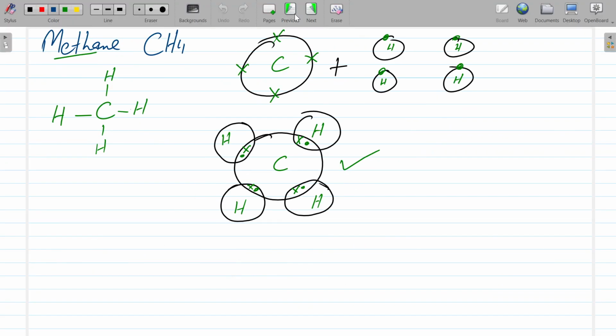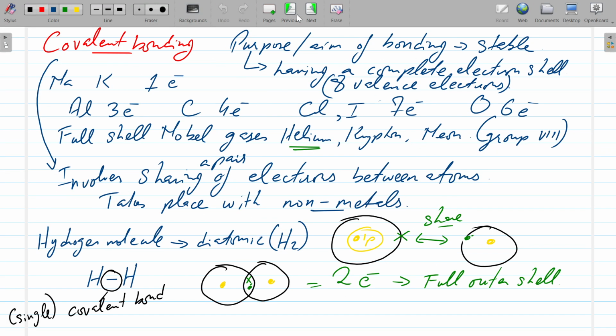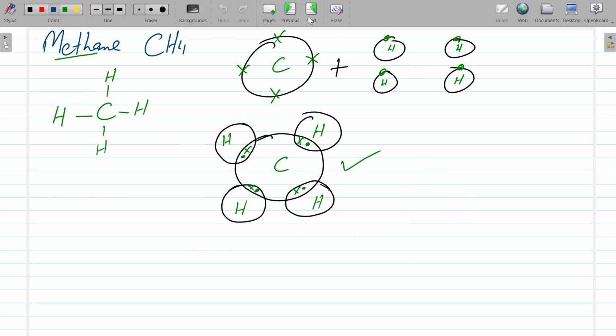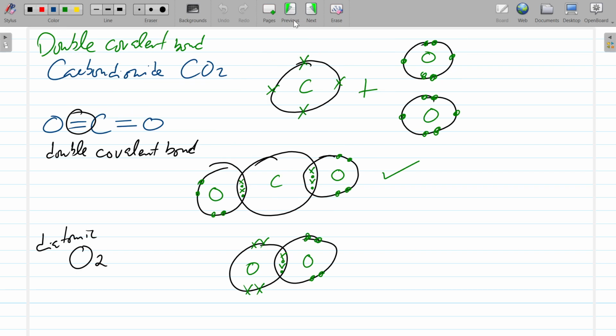In the last class we talked about covalent bonding. We went over how it happens, and we looked at a number of examples. It's the sharing of electrons between atoms. We looked at multiple examples where single covalent bonds are formed, basically between non-metals. We looked at different atoms forming different numbers of covalent bonds, but we also looked at double covalent bonds.